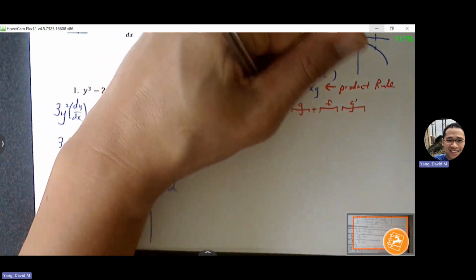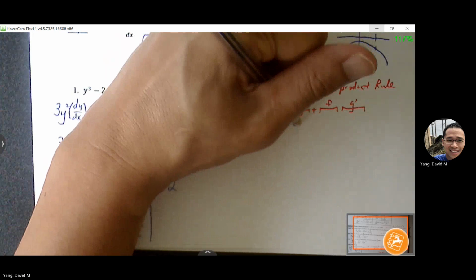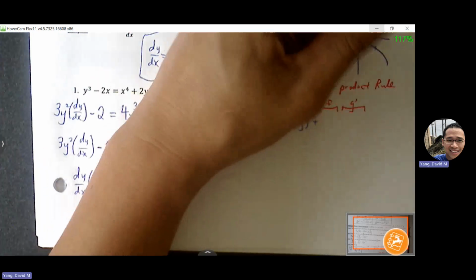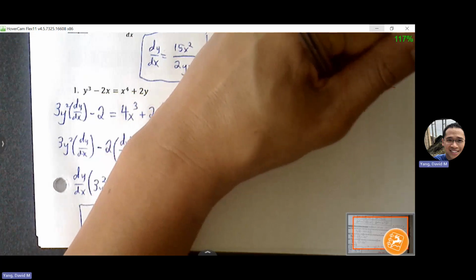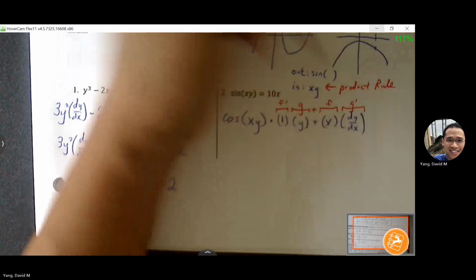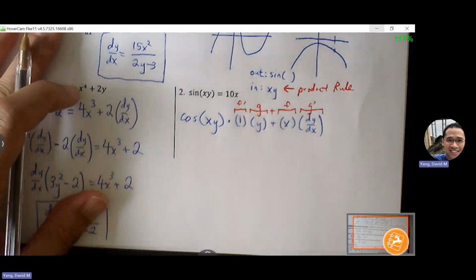Okay, f prime becomes 1. G is y. Back to f. And in G prime, y's derivative is 1 dy dx. Okay, so all that is to take care of the left side.